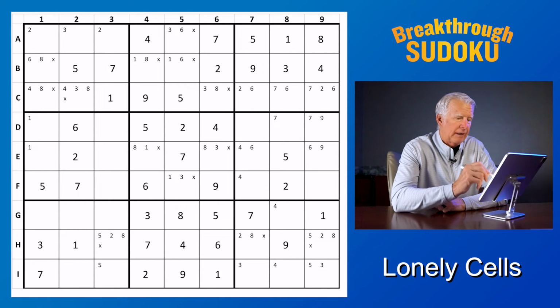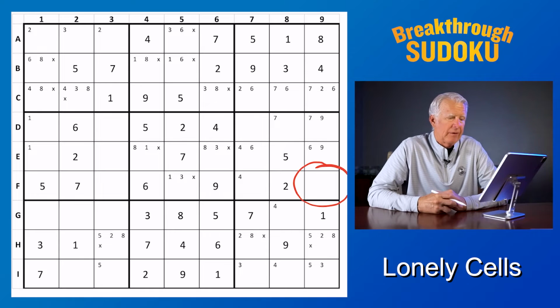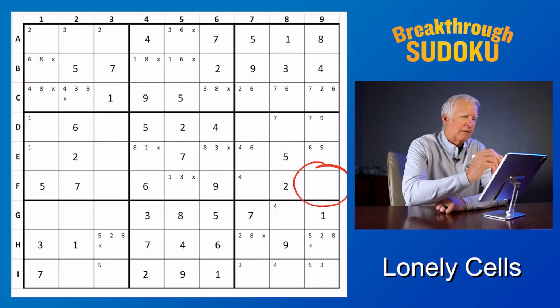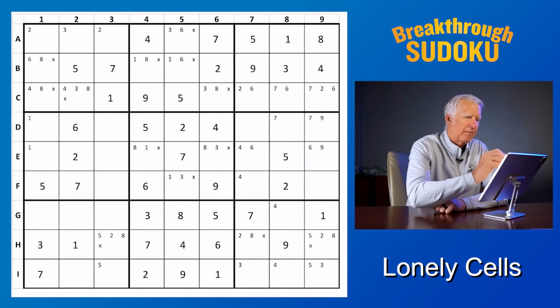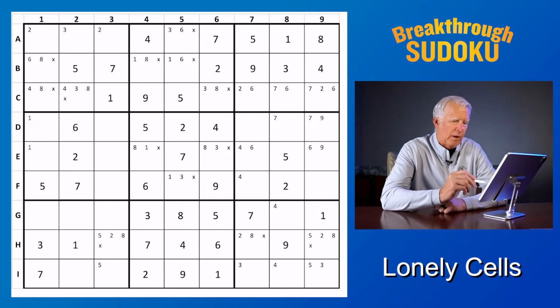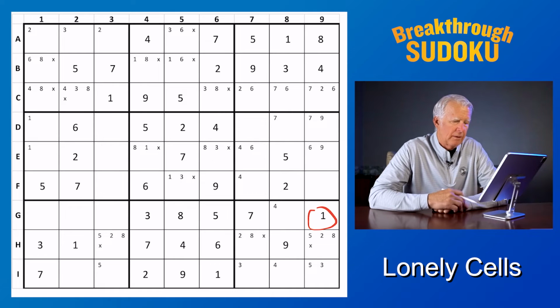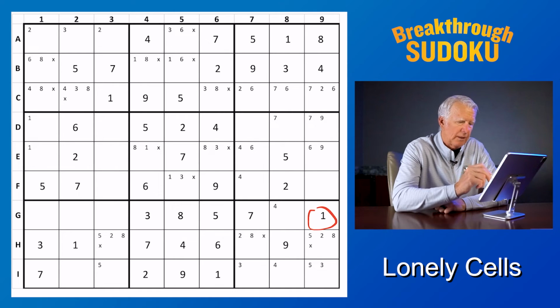However, look at F9. F9 is all by itself, and thus I call it lonely. Okay, so let's see if we can do something with that cell. Let's just go through the numbers. Can it be a 1? And the answer is no, there's a 1 right there. Can it be a 2? Nope, a 2 right here.